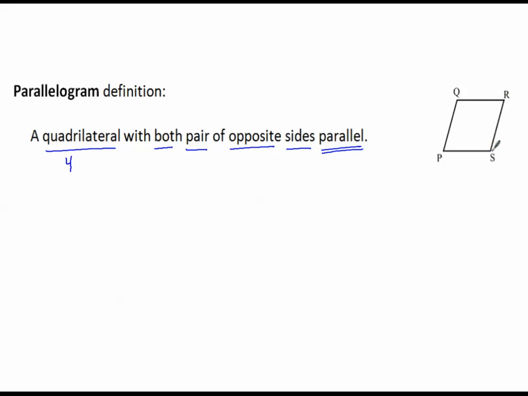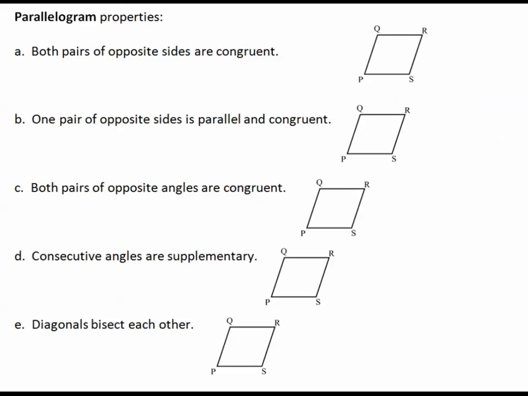This side and this side parallel. Remember how we show that with the arrows. The other pair of sides parallel. Remember how we show that with the arrows. If both pairs of opposite sides are parallel, that is the definition. It is a parallelogram. Now from there, we have properties.